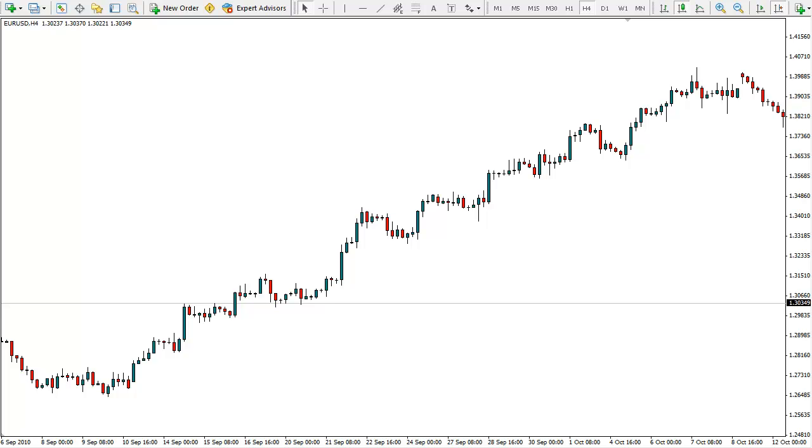So what do breakouts of congestion zones look like on an actual chart? Well, this here is the Euro-Dollar 4-hour chart. This is the price action from September last year up until around October, November of last year. The reason I've picked this particular chart is it really highlights a chart where the trend is up.